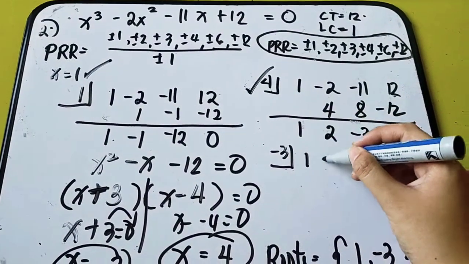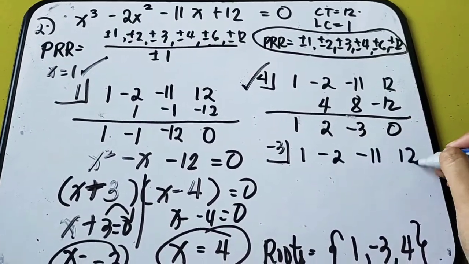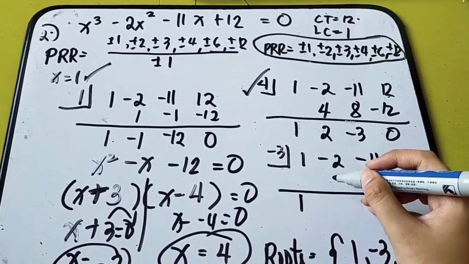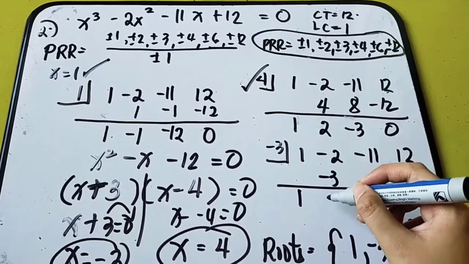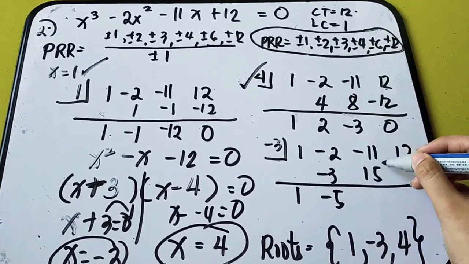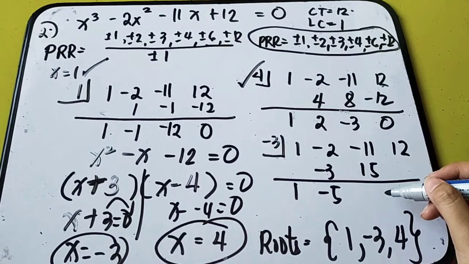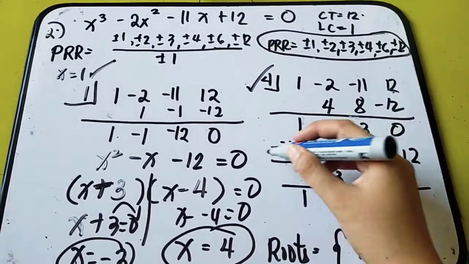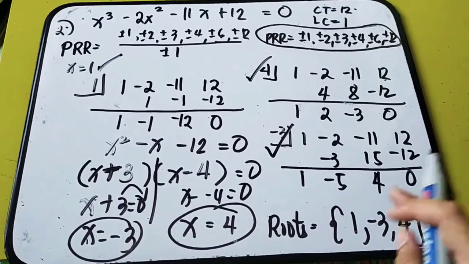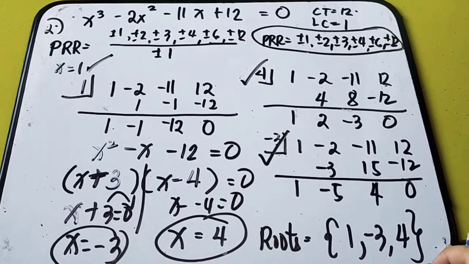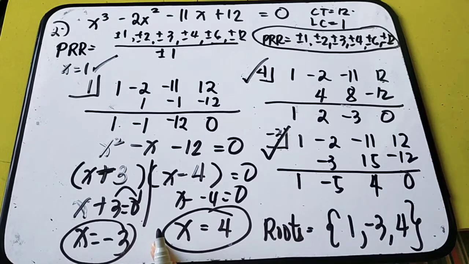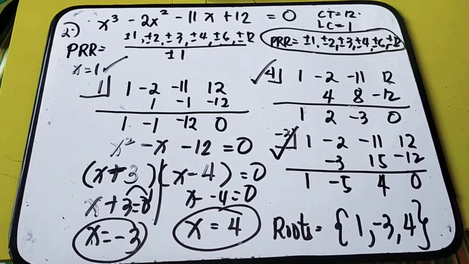Paano kung si negative 3? Okay. Maswerte ka kapag tumama agad yung mga hula mo. So, we have here 1, negative 2, negative 11, and positive 12. Bring down 1. 1 times negative 3, so we have here negative 3. Then, this one is negative 5. Negative 5 times negative 3, this one is positive 15. So, positive 15. This one is positive 4. Times negative 3, that is negative 12. 0. Tama. Okay? So, our roots are 1, negative 3, and positive 4. Pero kung ikaw ay marunong gumamit nito, kayang-kaya mo siya. Mas madali mo makuha yung kanyang roots. Is it clear?